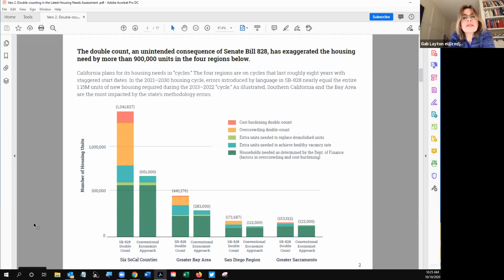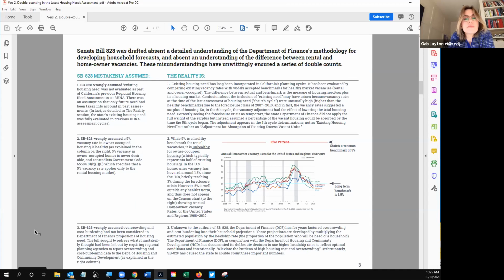Rick, if we could go to the next slide, thanks. Okay, this is a very, very dense slide, and I've really summed that up before. My first point is that they mistakenly assumed that the Department of Housing and Community Development had not previously taken into account existing housing need, which has been documented on multiple sites of the HCD and the Department of Finance. So that assumption was incorrect.